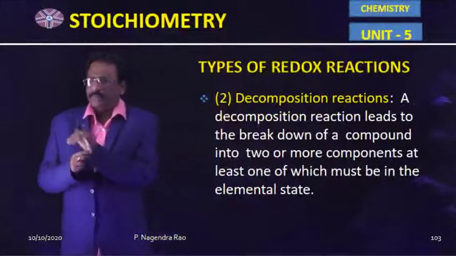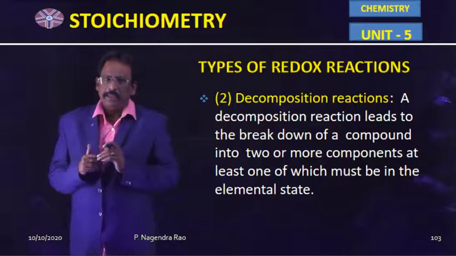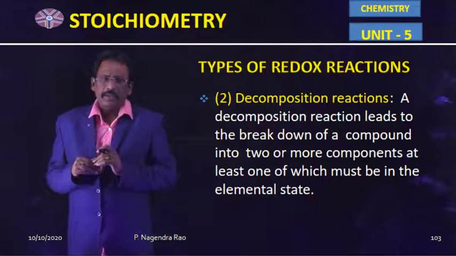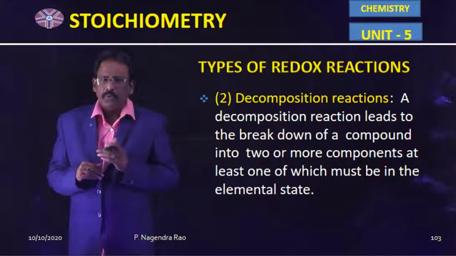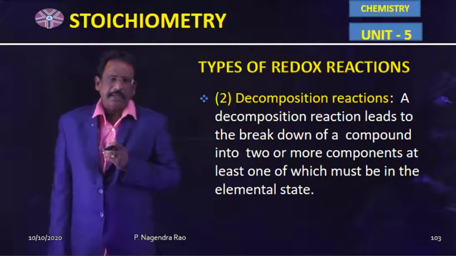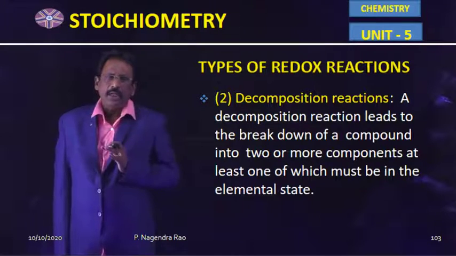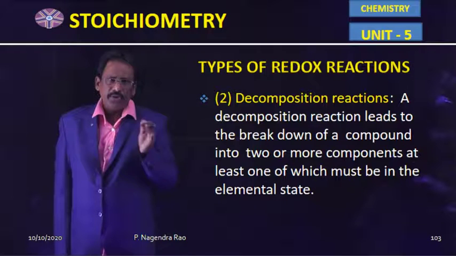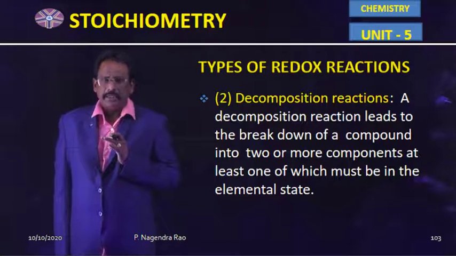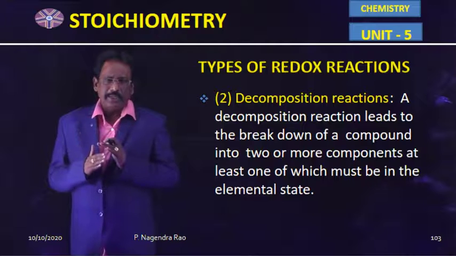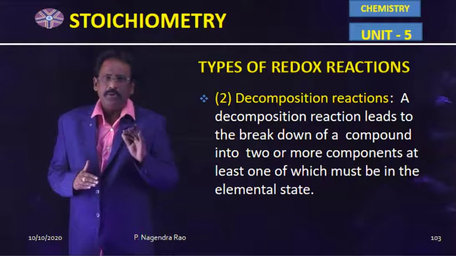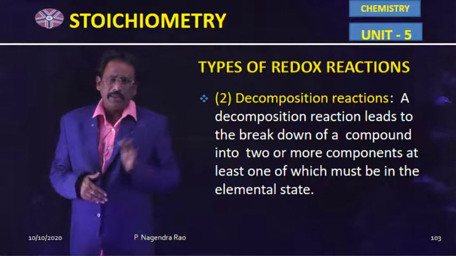Now the second type of redox reaction is decomposition reaction. It is just opposite to chemical combination reaction, because this type of reaction leads to the breakdown of a compound into two or more components, at least one of which must be in the elemental state. That means the decomposition reaction is just opposite to the chemical combination reaction.